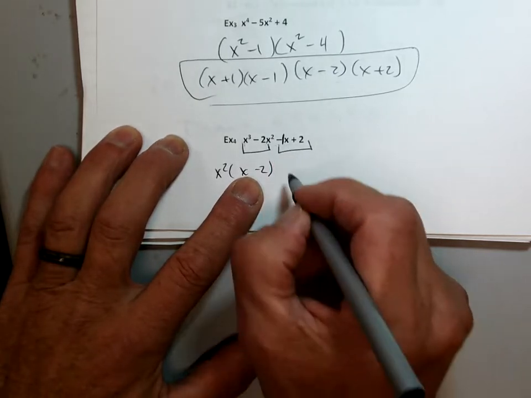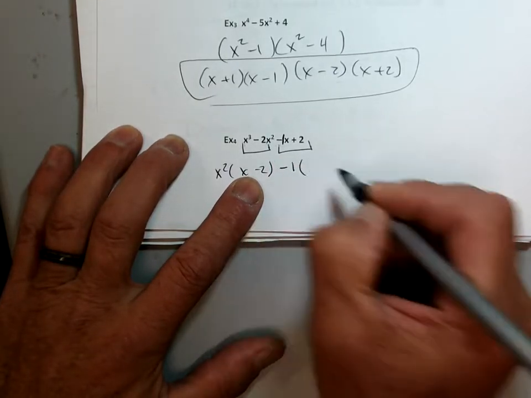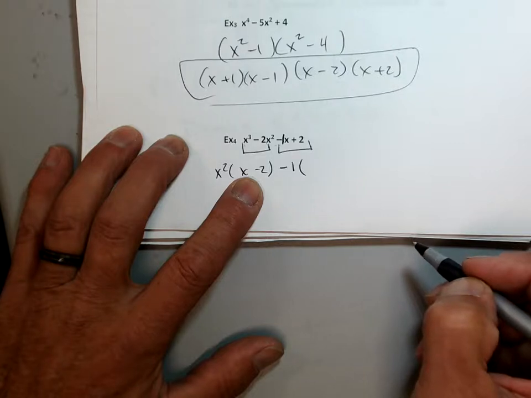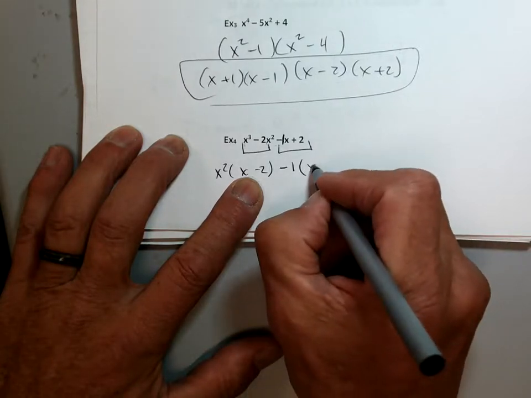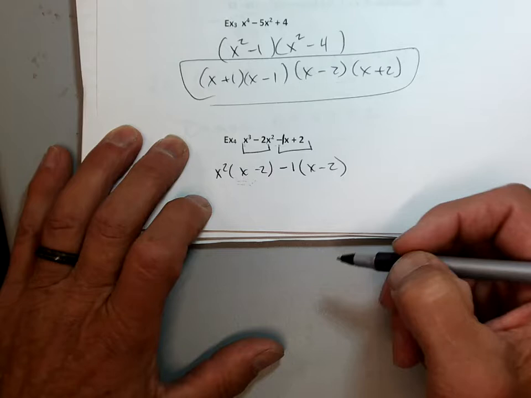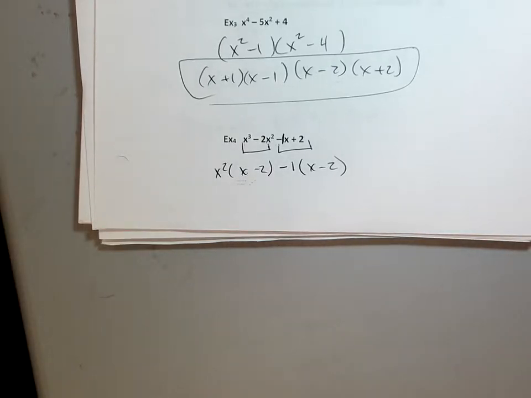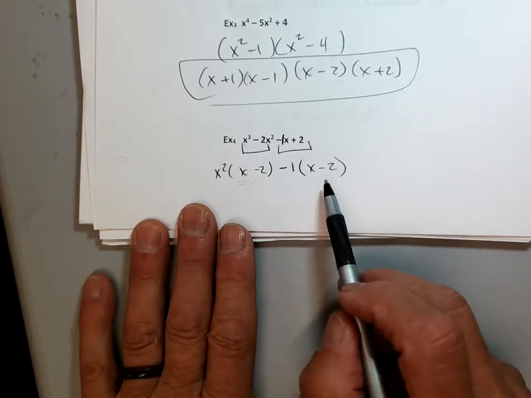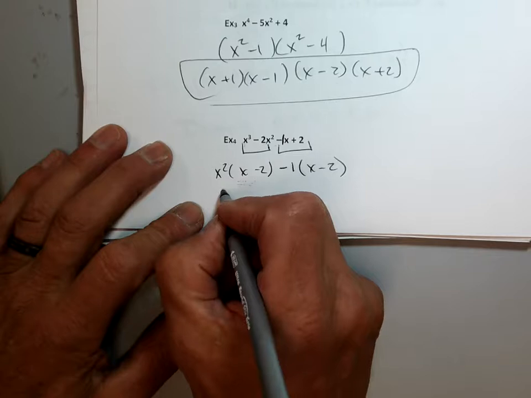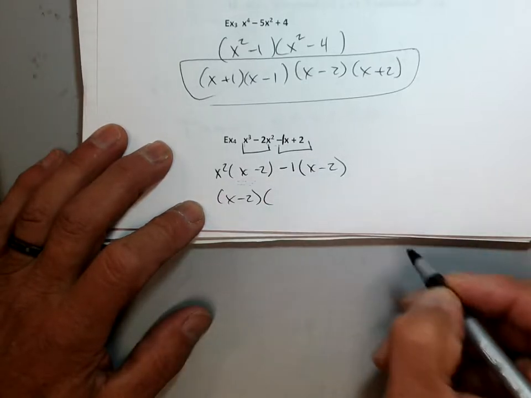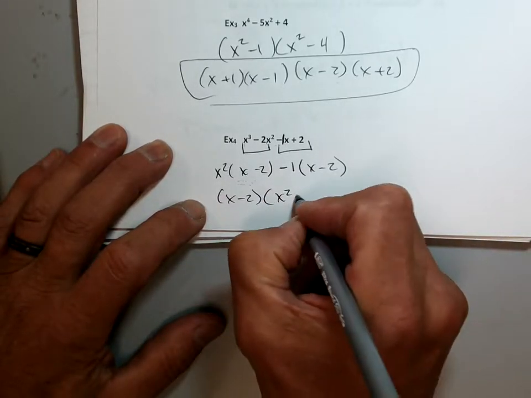So if I take out a negative 1, it's going to change signs. I'm going to take out a negative 1. I'll have an x minus 2, okay? Now, do they have something in common? Yes, right? By taking out that negative 1, I was able to make this term. So I take out my x minus 2, and what am I left with? X squared minus 1, okay?